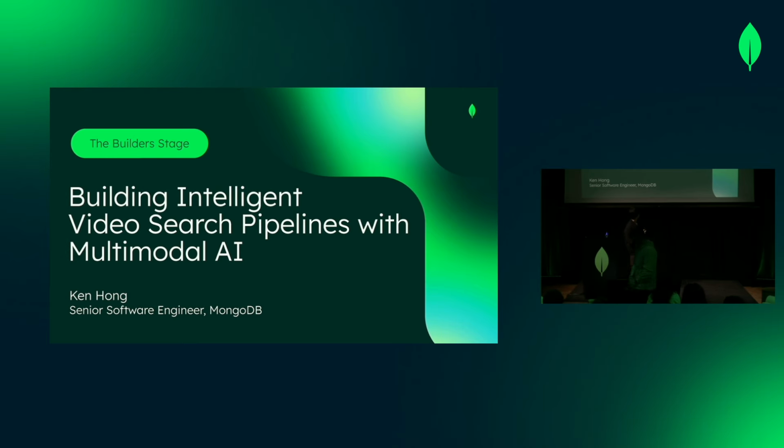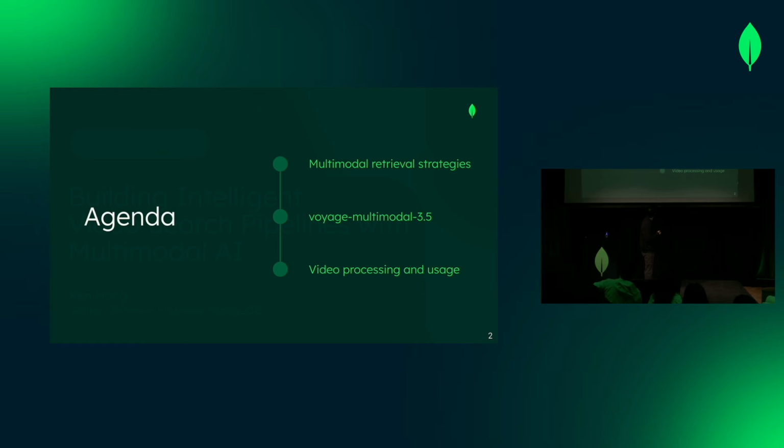So today we're going to talk about building intelligent video search pipelines with multimodal AI. So earlier at the keynote, CJ introduced Voyage Multimodal 3.5, which is MongoDB and Voyage AI's latest and greatest multimodal embedding model. First, we're going to take a look at some use cases for this multimodal embedding model and how we can use that to design systems that helps us retrieve videos and images at scale. And we'll see how to leverage MongoDB's Atlas technology alongside that as well.